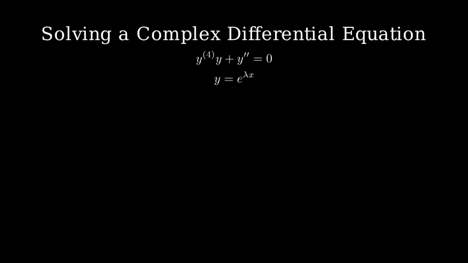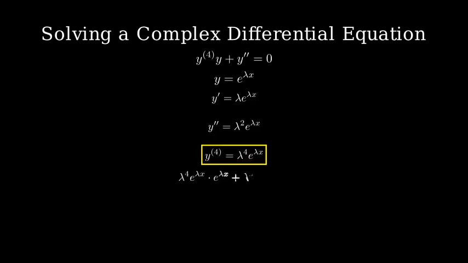Now let's find all the derivatives we need. The first derivative is lambda times e to the lambda x. The second derivative is lambda squared times e to the lambda x. And the fourth derivative is lambda to the fourth power times e to the lambda x. Let's substitute these expressions back into our original equation.